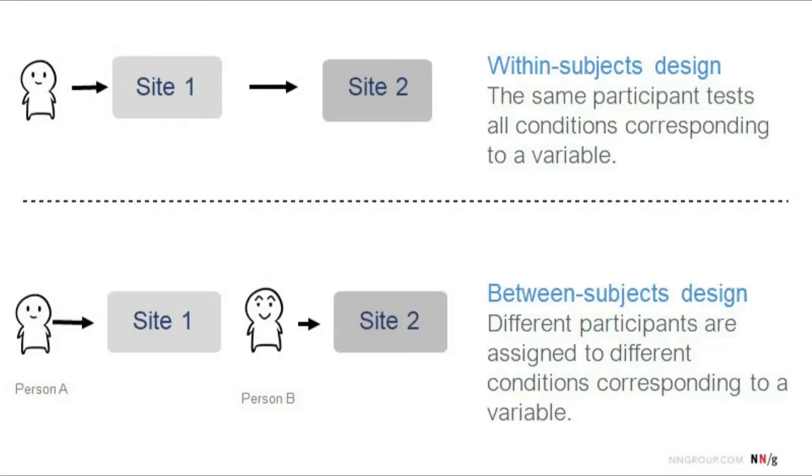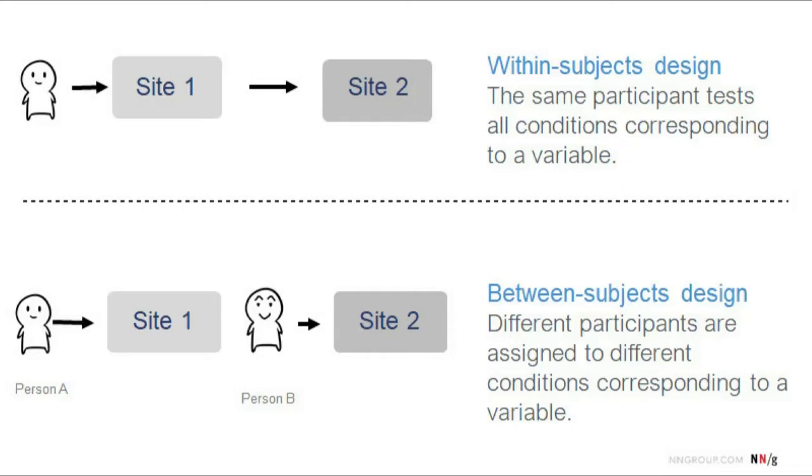So how would you understand that? I will be showing you an illustration here. As you can see in the given illustration of the within subject design, the same participant, the person on the left side, tests all of the conditions corresponding to a variable, in which the participant is exposed to every treatment or condition, which is site 1 and site 2.